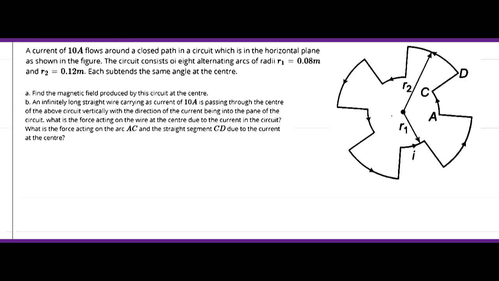Hello everyone, let us start with our question. In this question, what has been given is that a current of 10 ampere flows through a closed path in the circuit which is in the horizontal plane as shown in the figure. So this is a figure in which a current of 10 ampere is flowing.